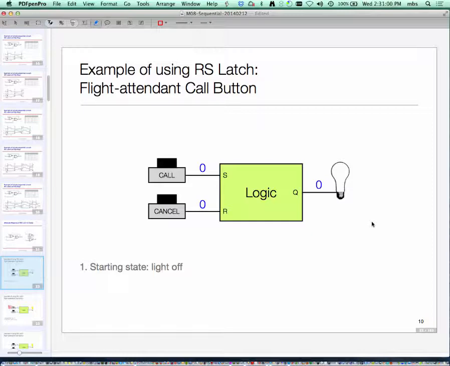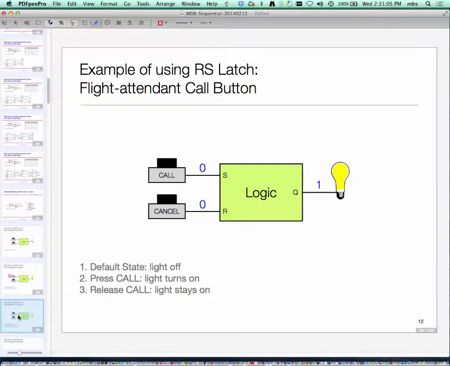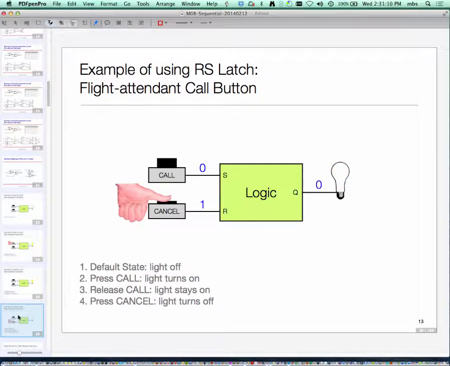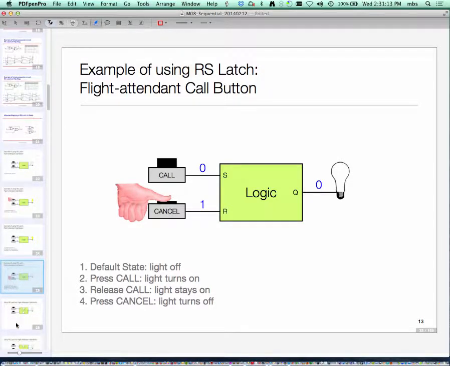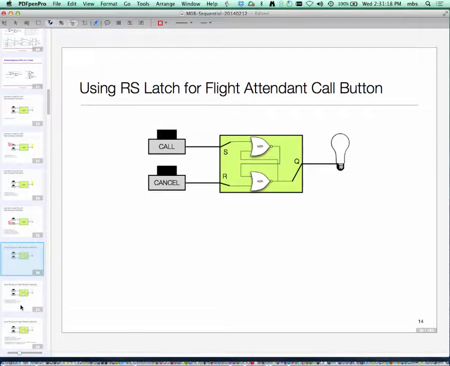So starting state, light is off. We press the call button, light turns on. We release the call button, the light remains on. Next we press the cancel button, light goes off. We release the button and the light will remain off. Okay. So the way to implement this is with our RS latch. You can imagine that the set is connected to the call button and reset, or R, is connected to the cancel button, and basically we have the implementation of our logic.